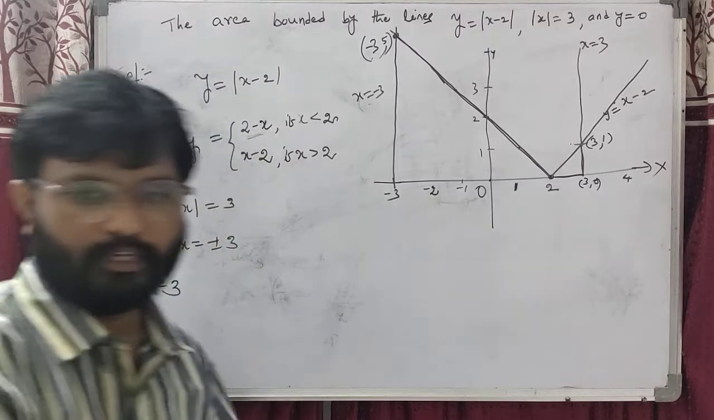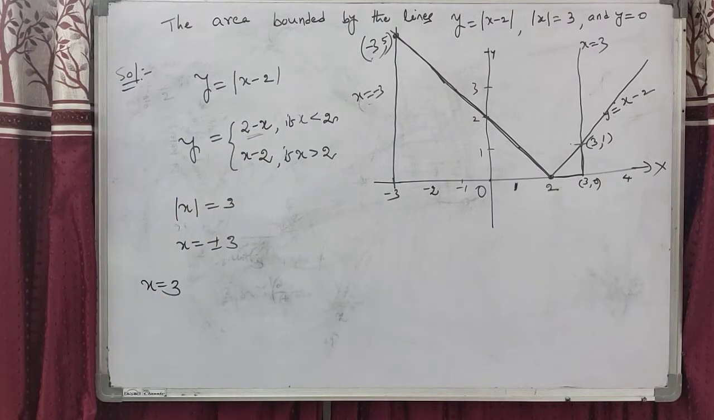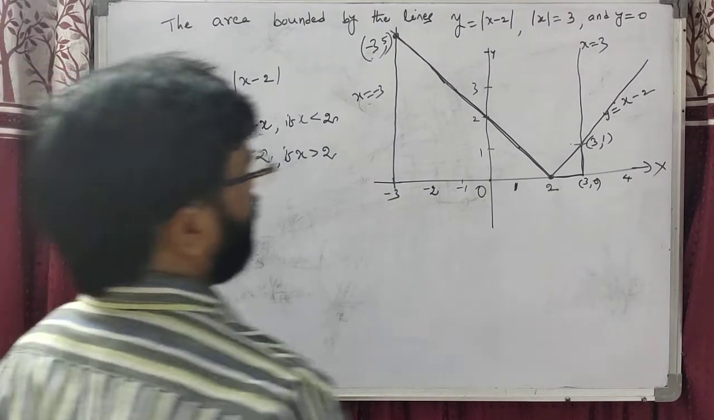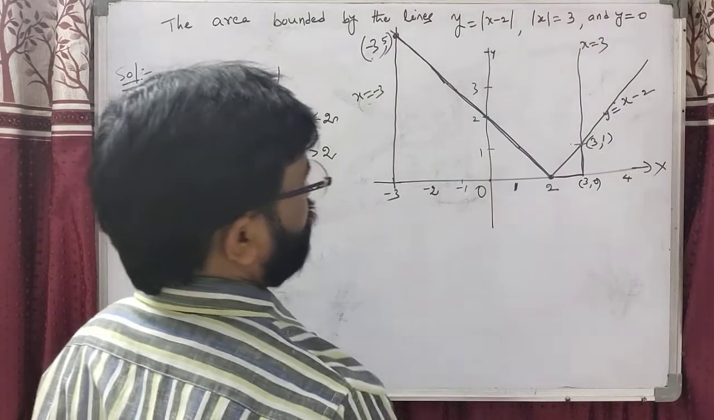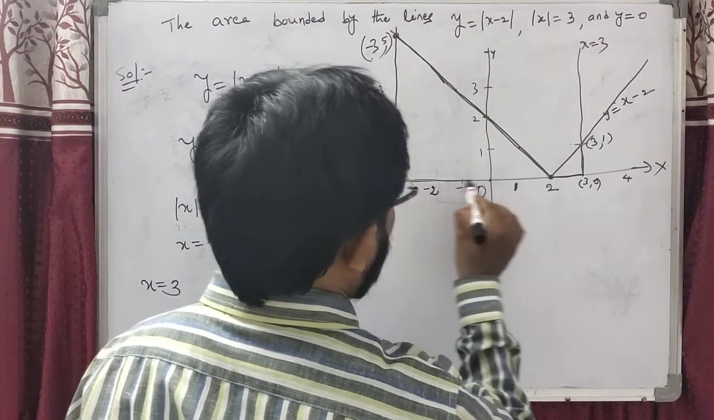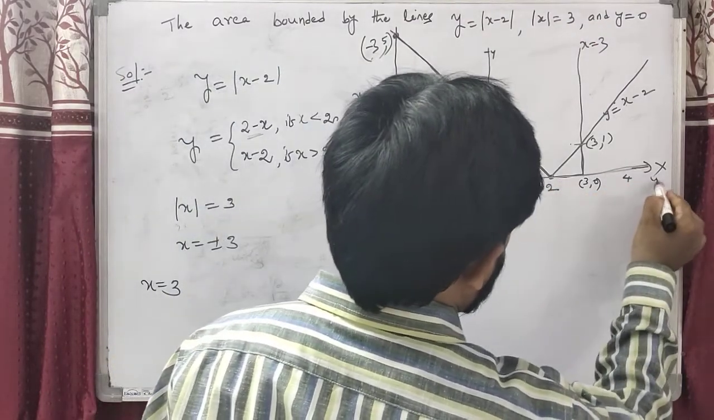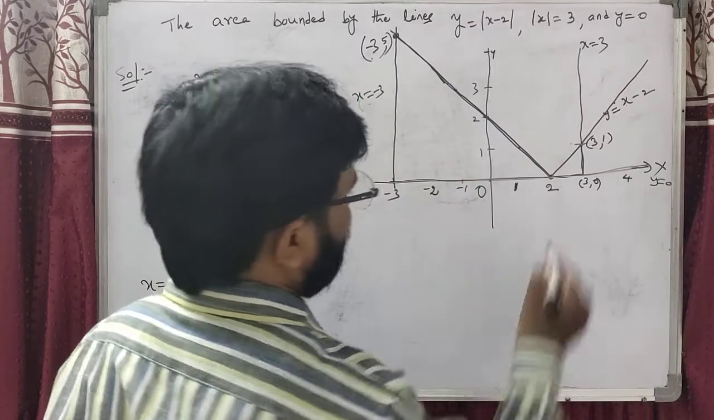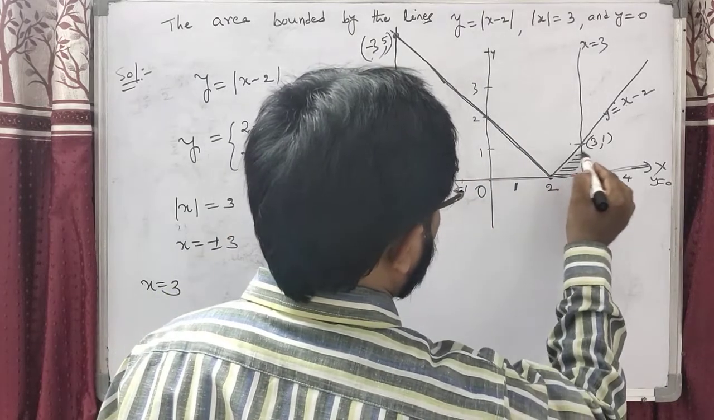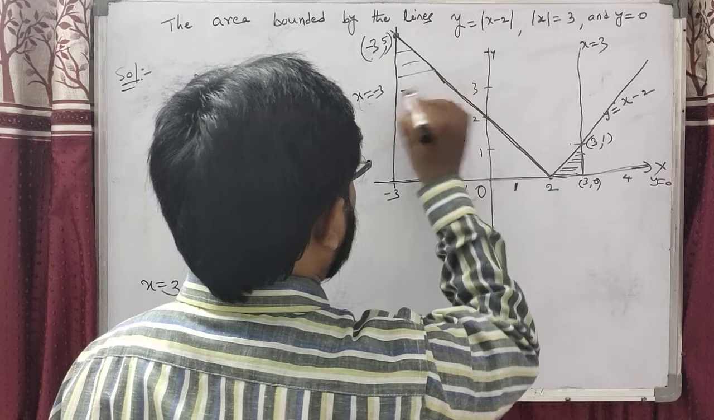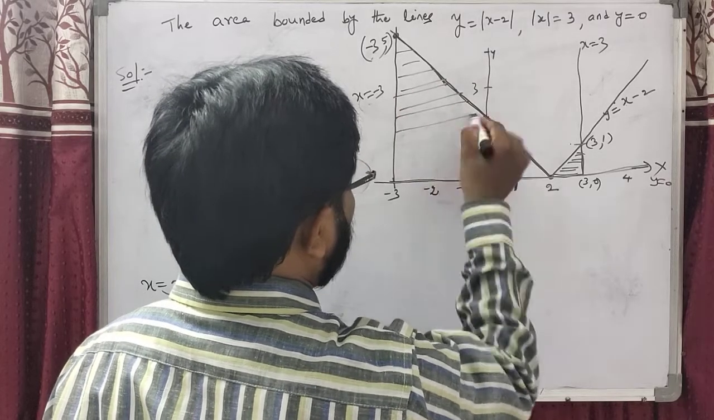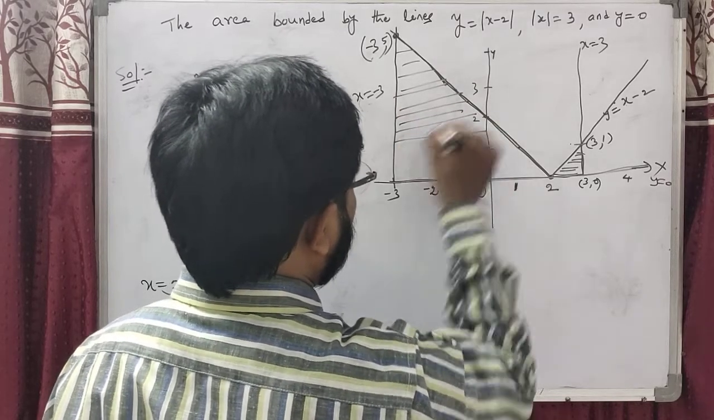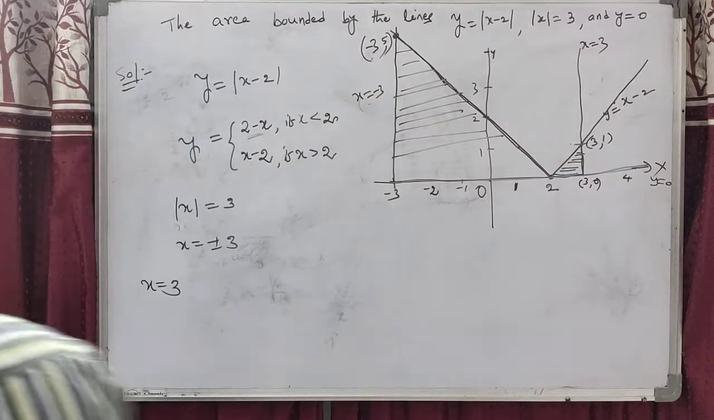Dear students, now the required area is bounded by y equal to mod of x minus 2 and mod x equal to 3, and the x-axis, which is nothing but y equal to 0. Therefore, the required area, students, is this one and this one. How to find the area here? This is our required area, please.